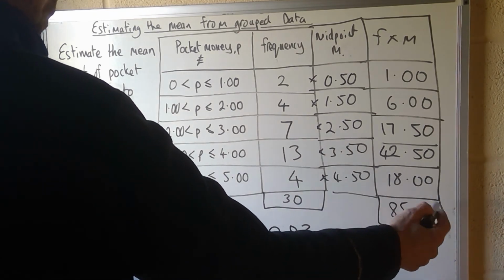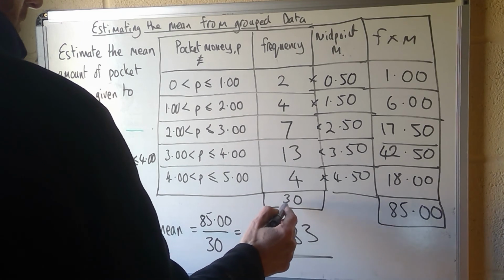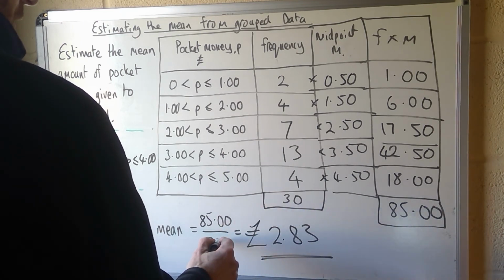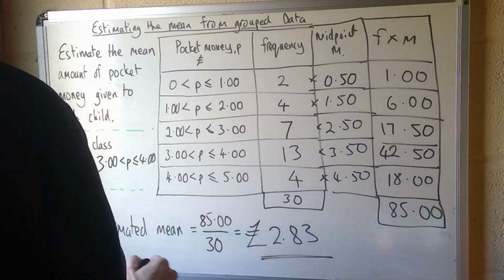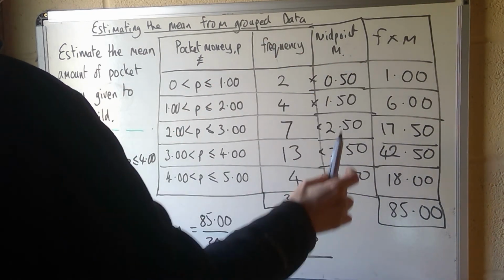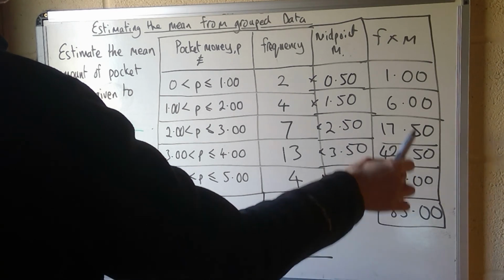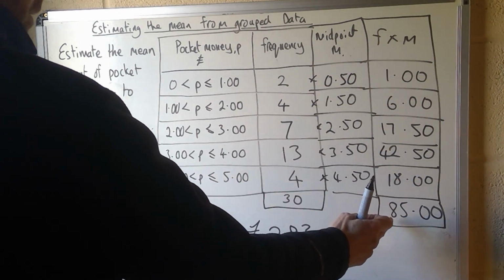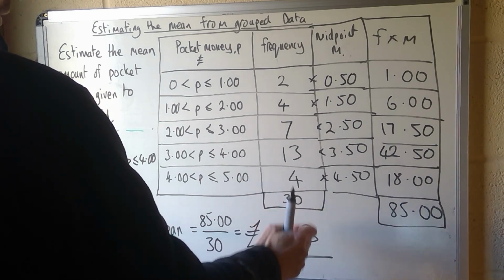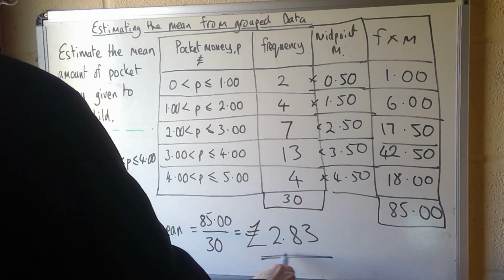It's the total of all the pocket money put together divided by the number of students. But in order to do this skill, you must copy out the table and you must add these two extra columns, the midpoint and the frequency times midpoint, and you divide this column by the total frequency to give you your estimated mean.